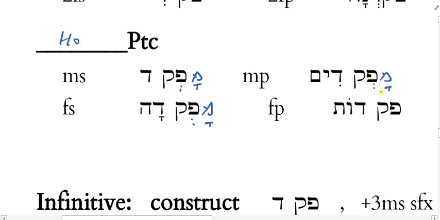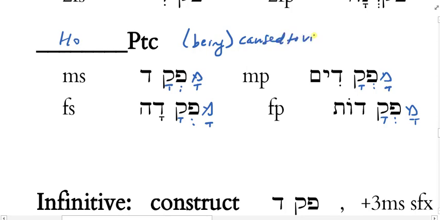Okay, what goes under the kof? Root 2? Long A, long A, long A, long A. Do I have to reduce it ever? Nope. So it's mofkad, mofkada, mofkadim, mofkadot. Okay, so say that with me. Mofkad, mofkada, mofkadim, mofkadot. And the translation would be something like being caused to visit. Okay? Being caused to visit.